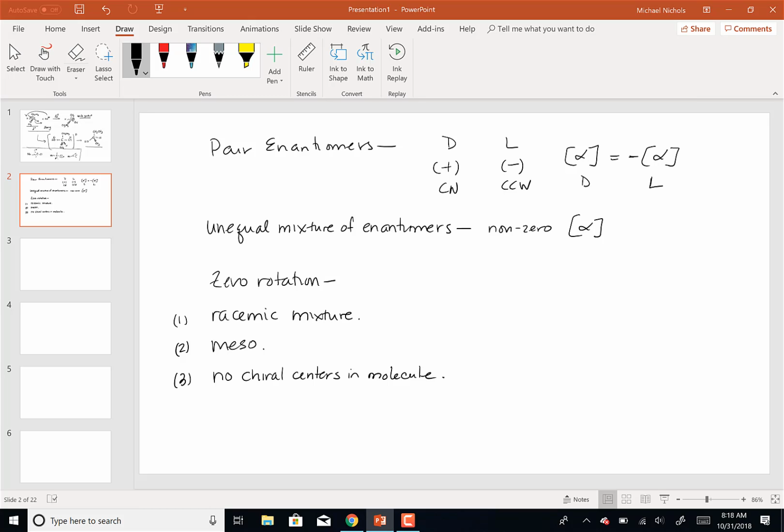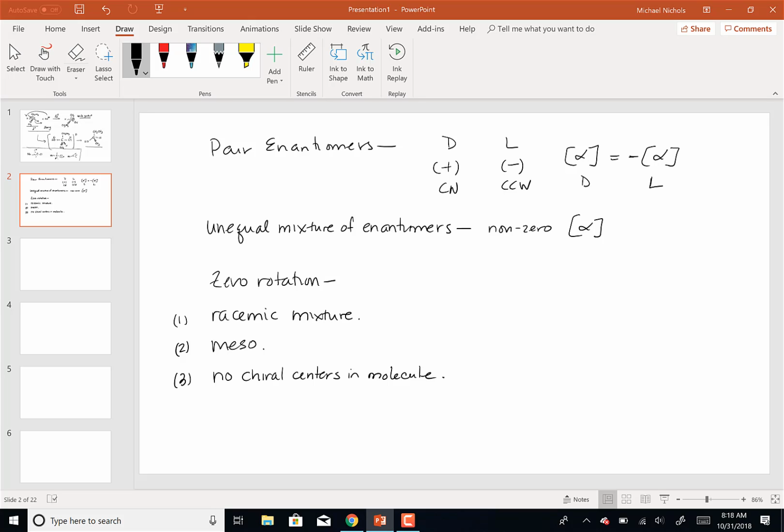If there's no chiral centers in the molecule, there's no ability to have a mirror image that's non-superimposable. Your mirror image is superimposable. And that's the case for meso as well. Meso compounds are superimposable on their mirror image. It's just that they happen to contain chiral centers. And any molecule or any object with a mirror plane of symmetry through it will automatically be superimposable on its mirror image.